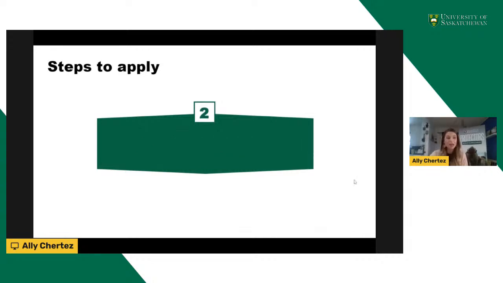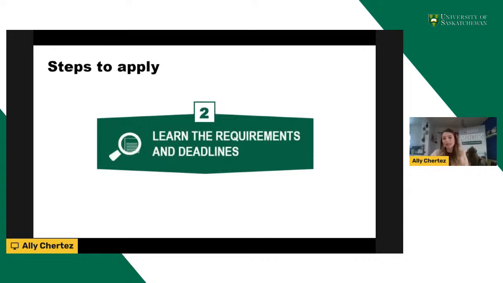The second step will be to learn what the requirements and the deadlines are for that program. And if you're applying with me here today, you don't have to really worry about any deadlines. You're ahead of every deadline there is. I promise you that, the very first of which is December 1st. You're even ahead of that. You're ahead of the game and could be the very first of your friends to get into university.